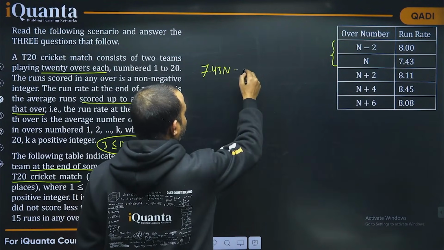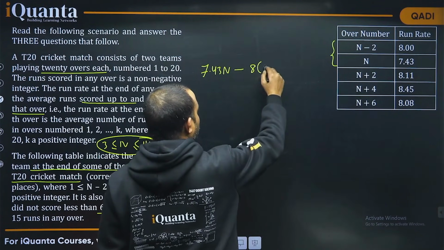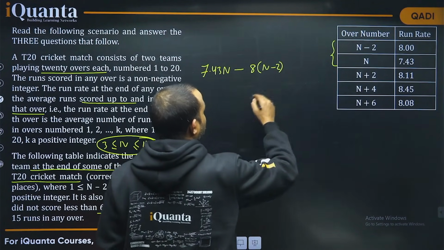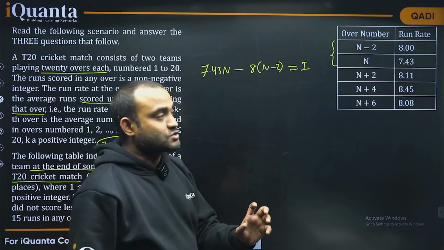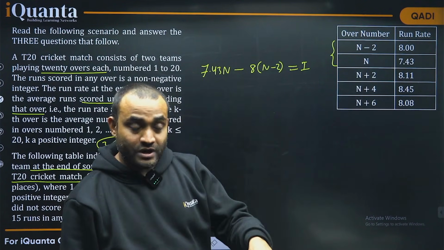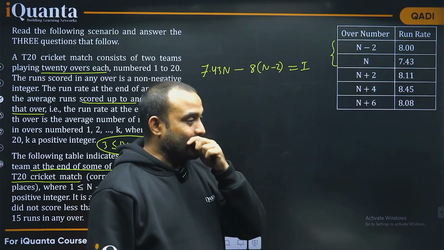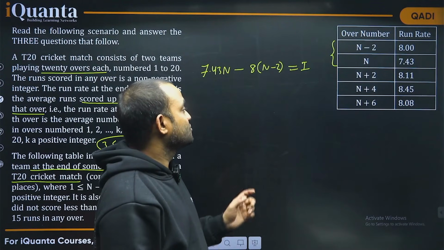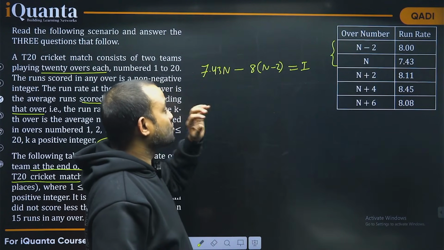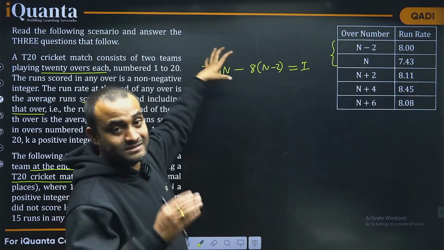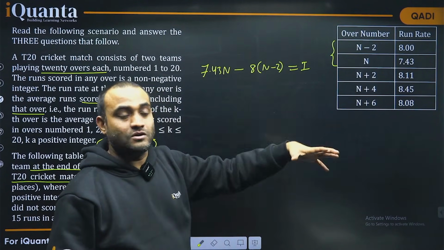And after n minus 2 overs, the run rate is 8, so the total run will be this, correct? And the difference will be an integer. The runs scored in the n minus 1th over and nth over will be integer, correct? At least 6, at most 15. So their sum should also be an integer. What did I do here? That is the total runs scored till nth over minus the total runs scored till n minus 2nd over.